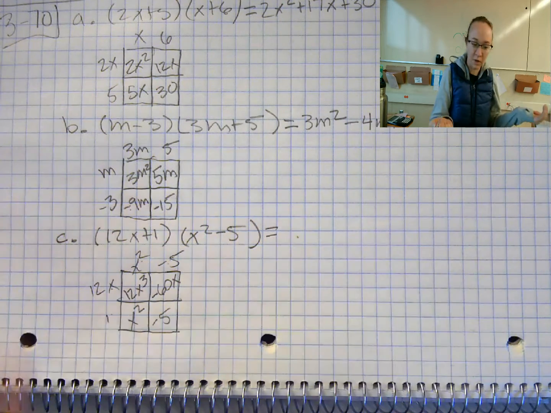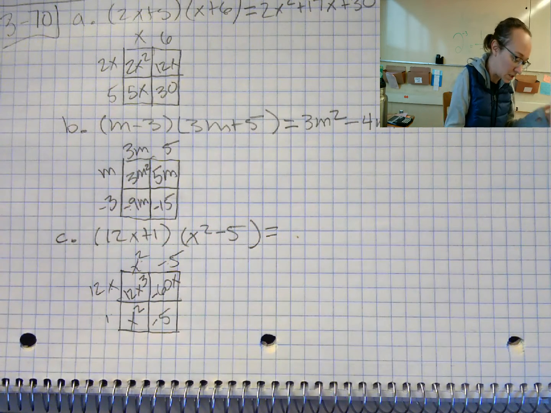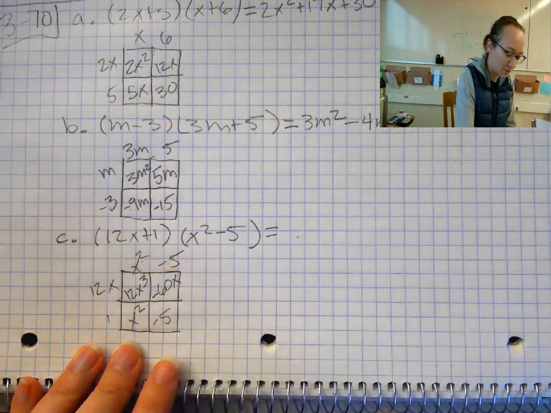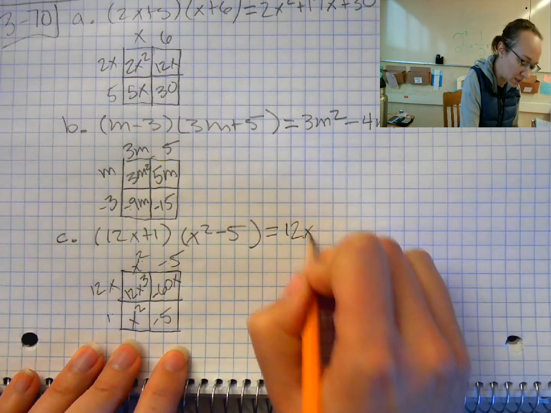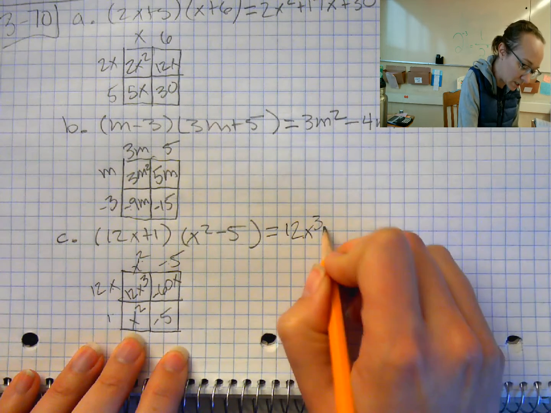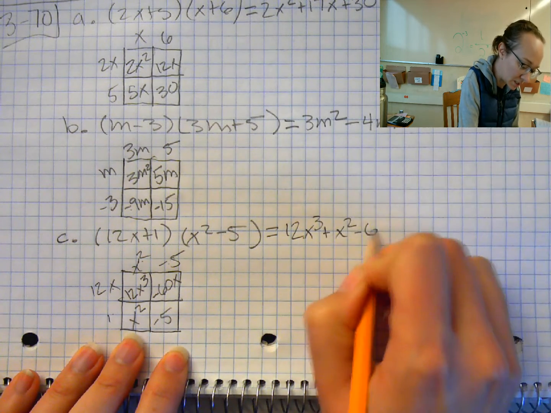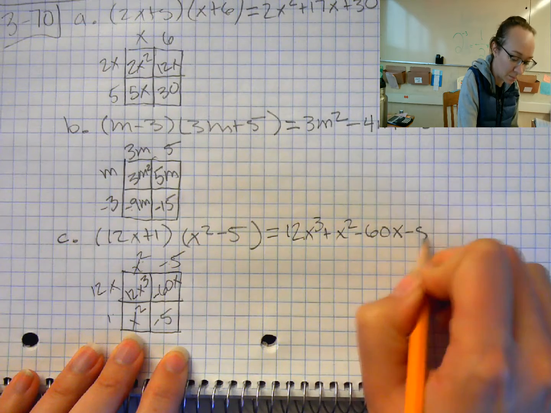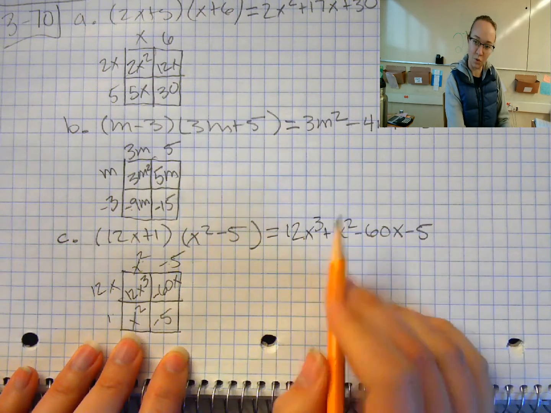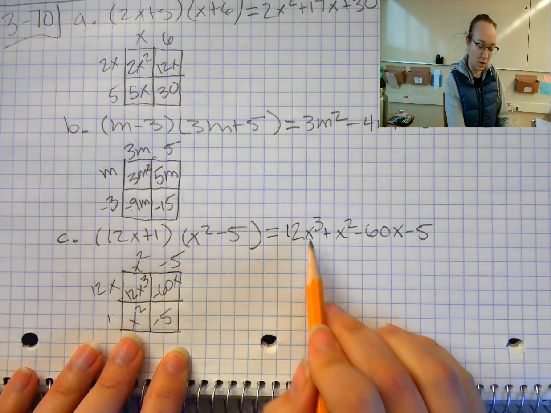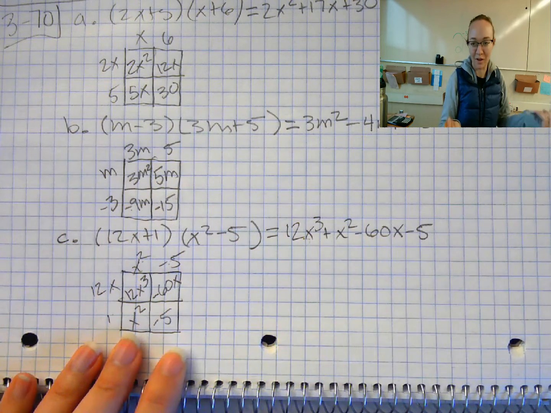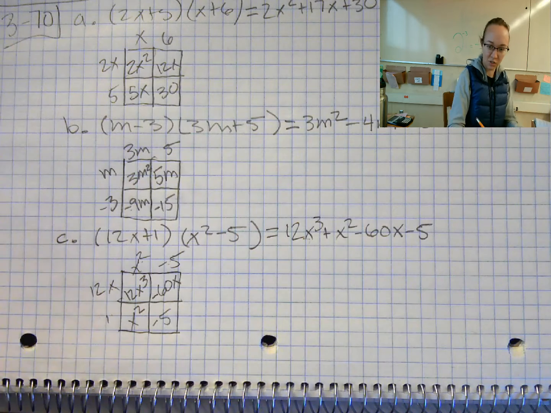These ones I'm not going to be able to combine like terms because they're all different types, right? So I have 12x cubed plus x squared minus 60x minus 5. Notice I kind of wrote them in order from the highest power to the lowest power. You don't have to do it that way, but it is conventional to do that.